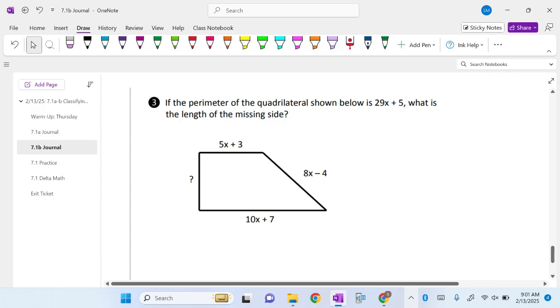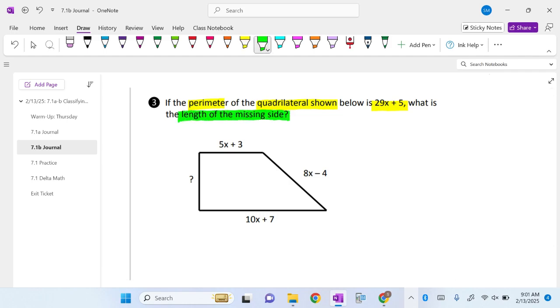So number 3, the perimeter of the quadrilateral shown below is 29x plus 5. And it wants to know what is the length of the missing side. So this missing side here. Now, ignore the variables for a second. If we were asked to do this with just straight up numbers, what would be the strategy that you would do?